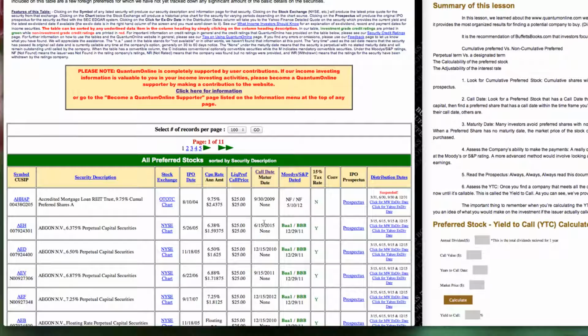And to be quite honest with you, you're going to be hard-pressed to find this type of information consolidated all in one place anywhere else. So that's one of the reasons I'm a huge proponent of the Quantum Online website.